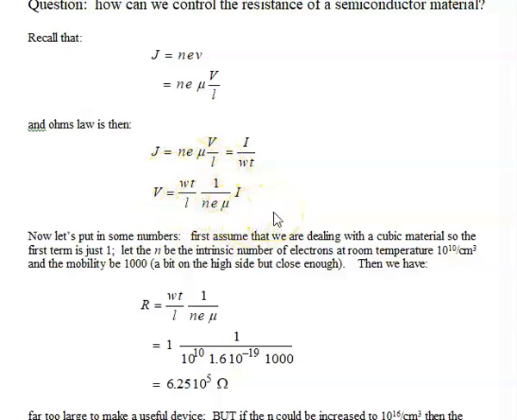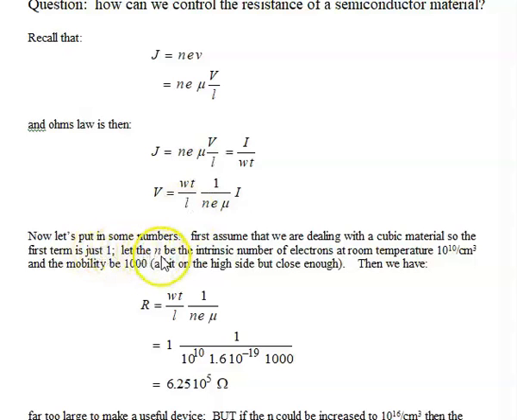Now let's put in some numbers. First, assume we're dealing with a cubic material. So the first term we're going to say is just 1. Omega t divided by L is purely structural, and we're going to assume that's about 1. We don't have to deal with it anymore, which is nice.